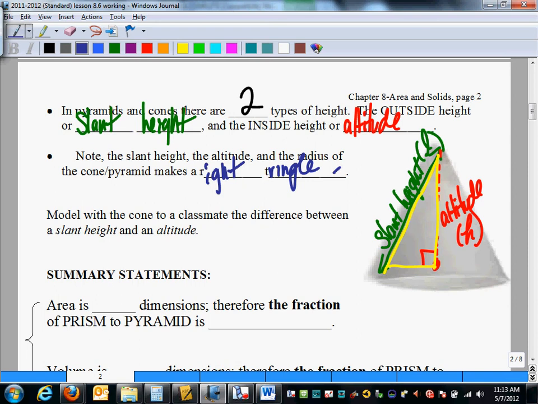SOHCAHTOA. So right here, draw a little arrow. At some point, you could use SOHCAHTOA. Yes, that's one thing you could use. David, give us another one. What's another tool we can use with right triangles? The most famous theorem of all of geometry. Pythagorean theorem. Leg squared plus leg squared equals hypo squared.